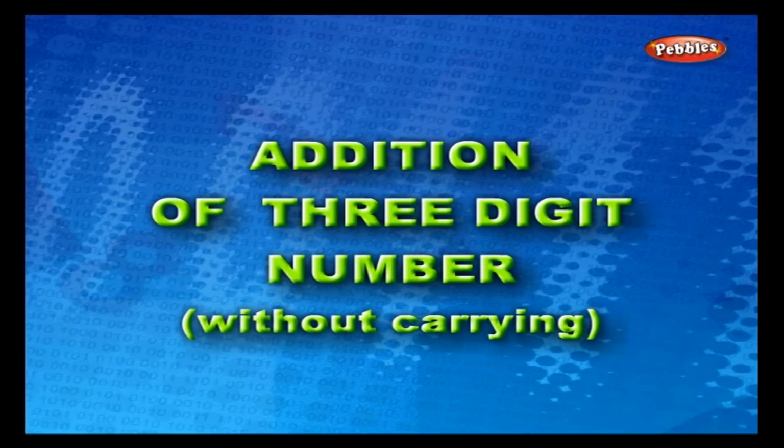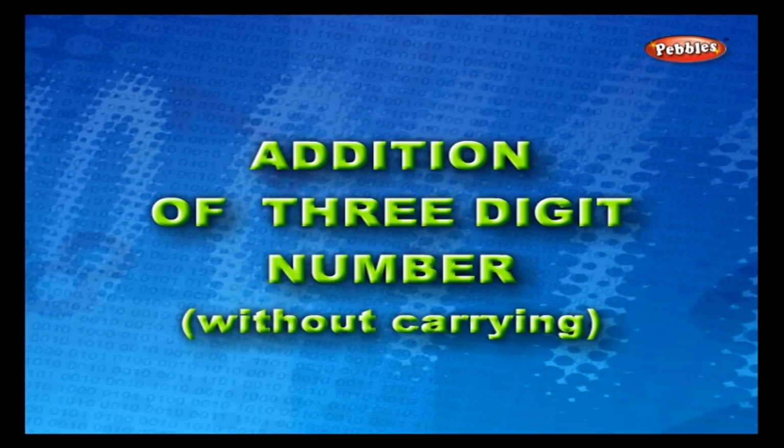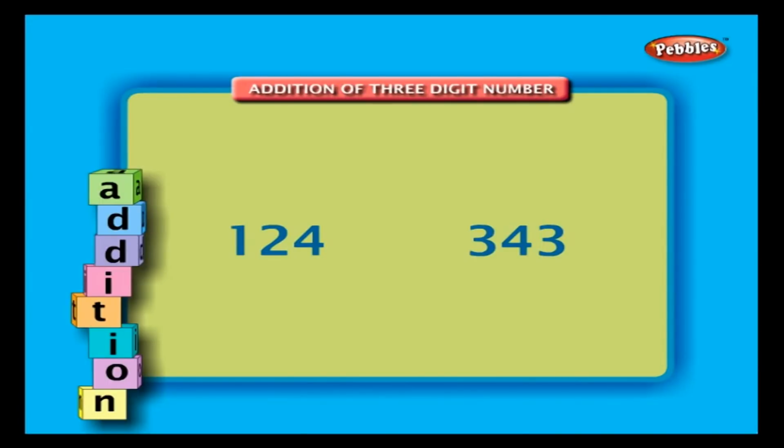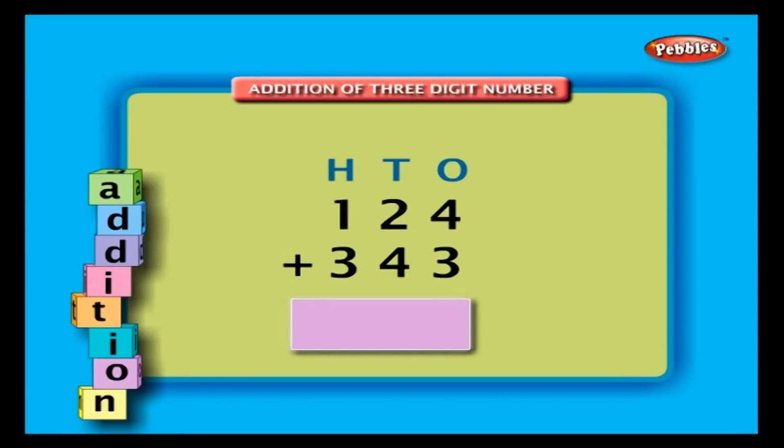Addition of 3-digit number without carrying. Example 1. Add 124 and 343. Arrange the numbers in a column. First add ones column. 3 plus 4 is equal to 7. Write 7 below the ones column. Next add tens column. 2 plus 4 is equal to 6. Write 6 below the tens column.